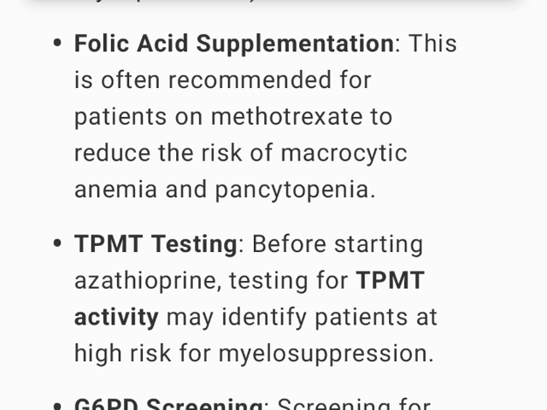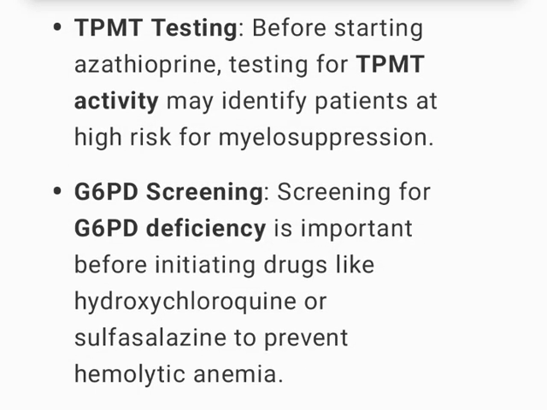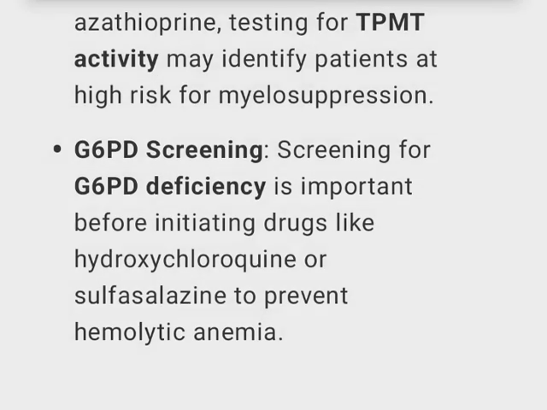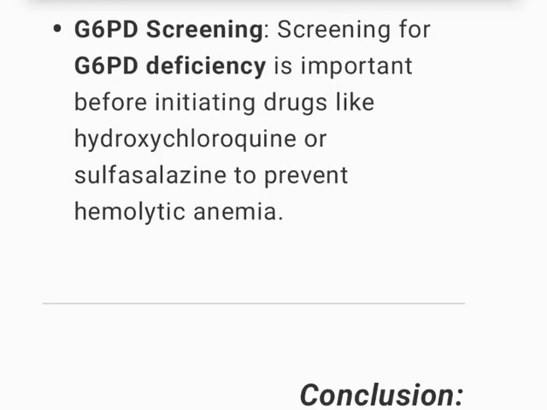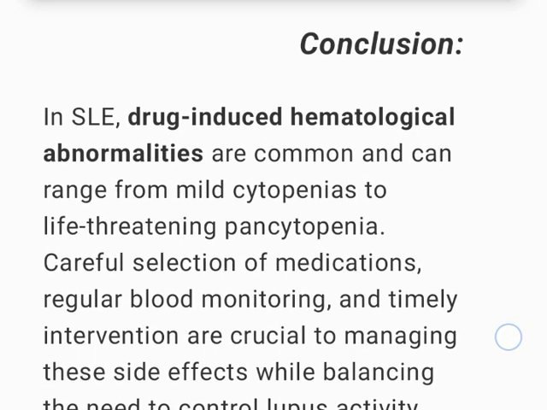Folic acid supplementation. This is often recommended for patients on methotrexate to reduce the risk of macrocytic anemia and pancytopenia. TPMT testing. Before starting azathioprine, testing for TPMT activity may identify patients at high risk for myelosuppression. G6PD screening. Screening for G6PD deficiency is important before initiating drugs like hydroxychloroquine or sulfasalazine to prevent hemolytic anemia.